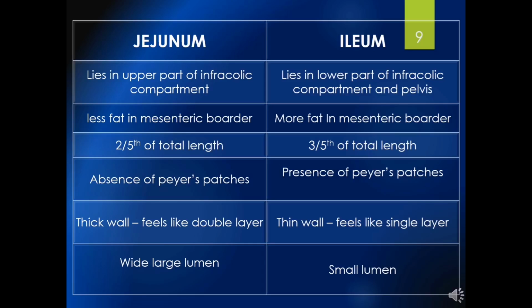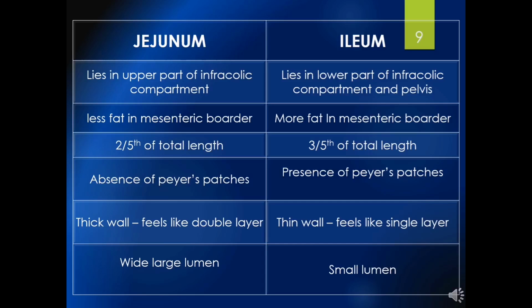When we see the location, jejunum lies in the upper part of the infracolic compartment, while ileum lies in the lower part of the infracolic compartment and also in the pelvis. Jejunum has less mesenteric fat, while ileum has more fat. Jejunum consists of 2/5 of the total length, which is 4 to 6 meters, while ileum consists of 3/5 of the total length. The Peyer's patches, the aggregated lymphoid follicles, are present in ileum and absent in jejunum.